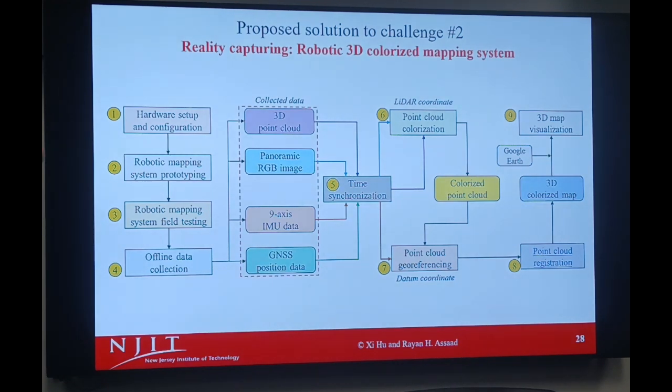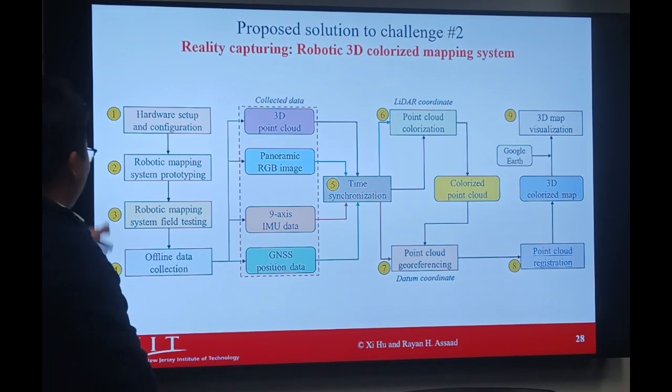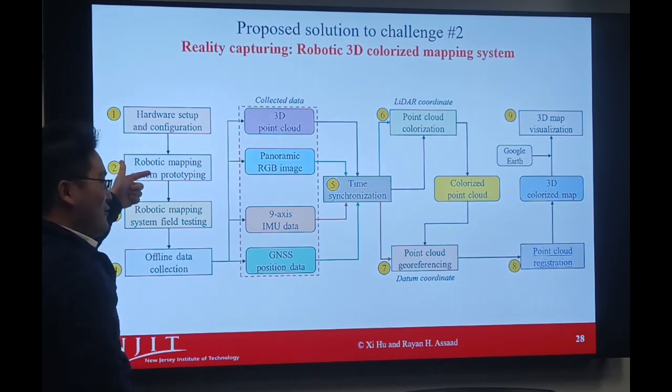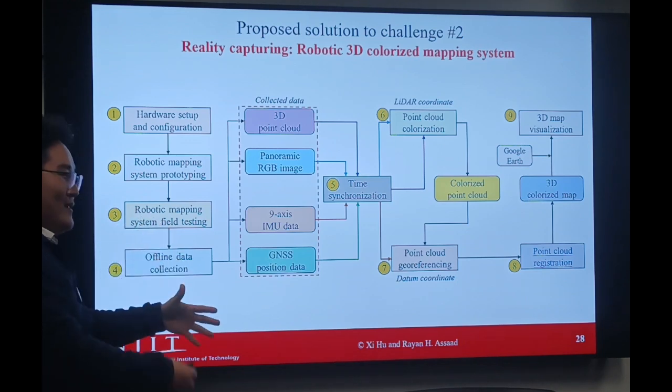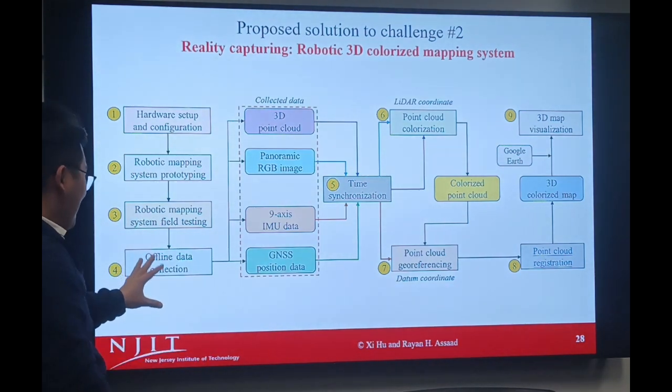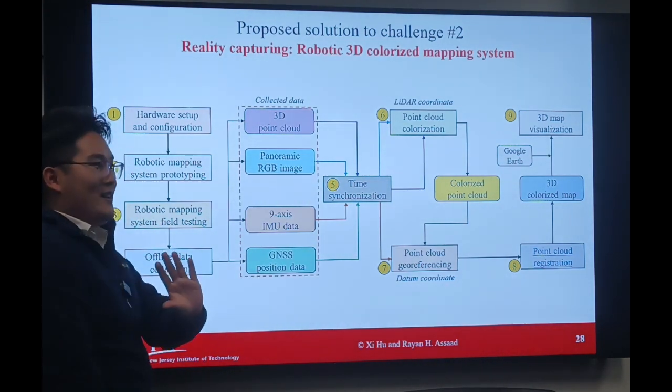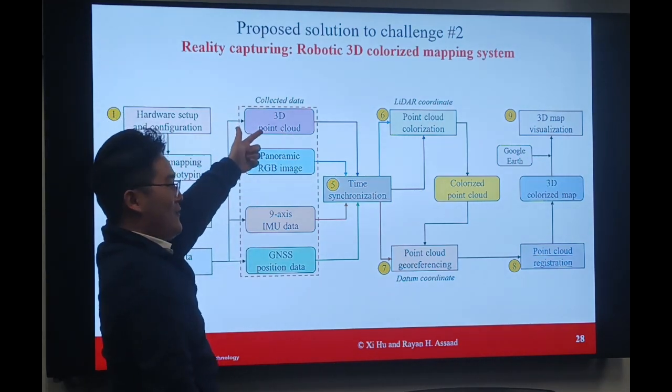Behind this, it shows the overall workflow. So what do you need to do? Still hardware design, then robotic prototyping, and then you test the robot in the field. After that, once it's good, you collect the data. What data to collect? Point cloud from LiDAR.